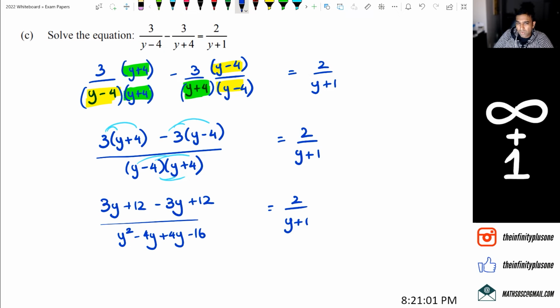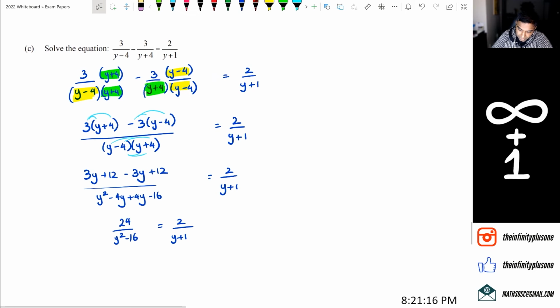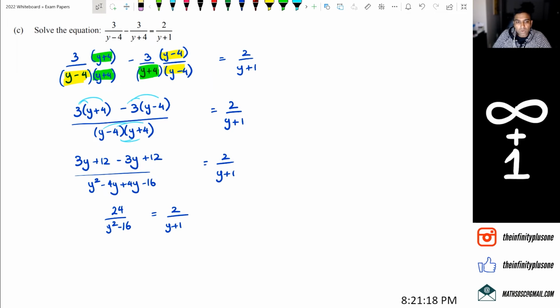Okay, so I'm going to simplify the numerator and denominator. In this case, I'm going to get 24 over y squared minus 16 equals 2 over y plus 1. Hope I've left enough of a gap there. I think I have. So now I can cross multiply, and I'm going to get 24 multiplied by y plus 1 equals 2 multiplied by y squared minus 16.